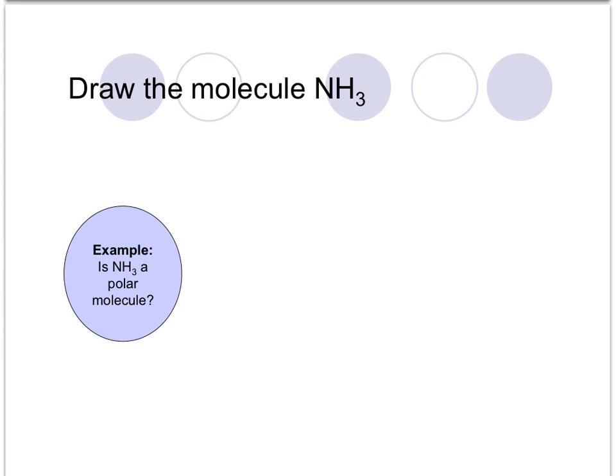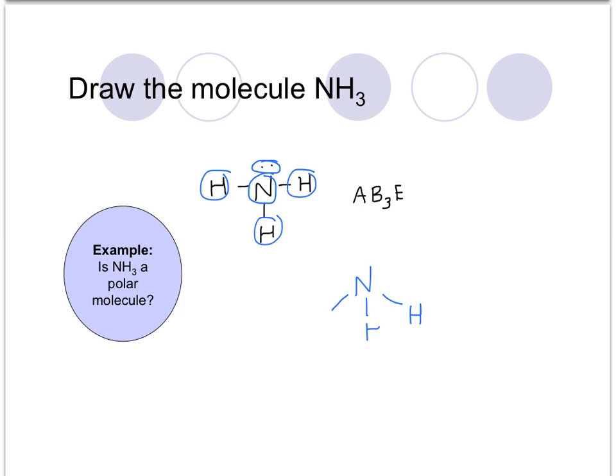Let's try a quick example. Let's start off by drawing the Lewis dot diagram for ammonia. I will simply draw this because we've already done this skill, and I will code it as an AB3E. So there's my central atom, there's my three bonding atoms, and there's my lone pair off the central. What that tells me is that this is a trigonal pyramidal molecule, and so I'm going to draw it correctly.